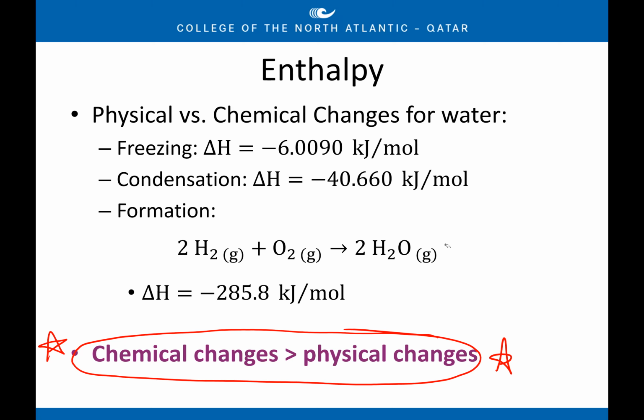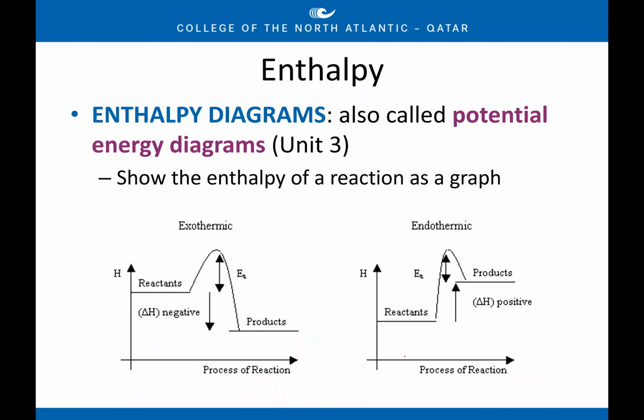So again, to freeze water, it releases 6 kilojoules. To chemically form water, it would release 286 kilojoules. Again, all you really need to know is that the energy involved in a chemical reaction is bigger. I don't know how good you guys are at math. This means greater than the energy involved in a physical change.